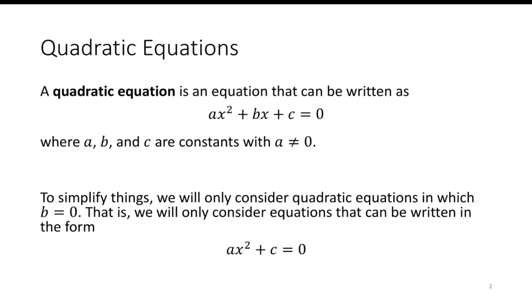A quadratic equation is an equation that can be written in the form of ax squared plus bx plus c equals 0, where a, b, and c are constants and a is not 0. However, to simplify things for this lesson, we will only consider quadratic equations in which b is 0. That is, we will only consider equations that can be written in the form of ax squared plus c equals 0, or at least in the generalized form of ax squared plus c equals 0.